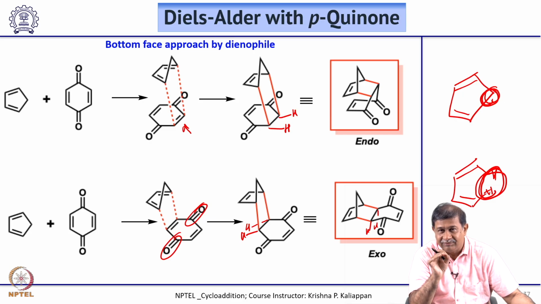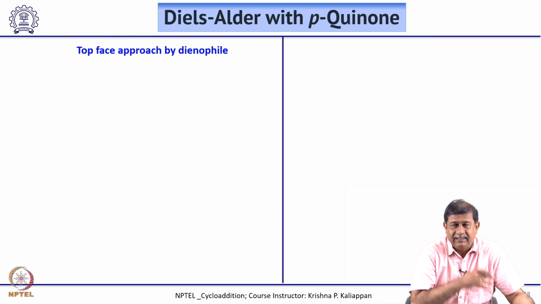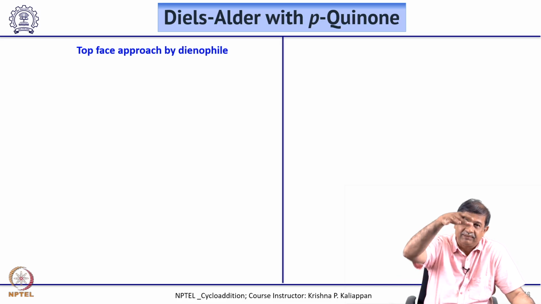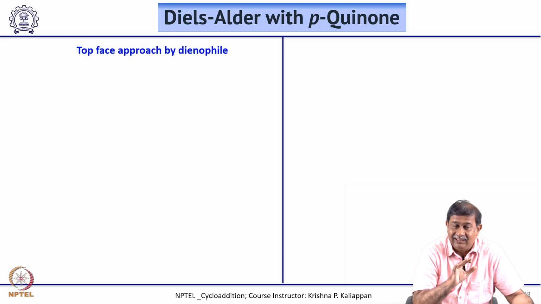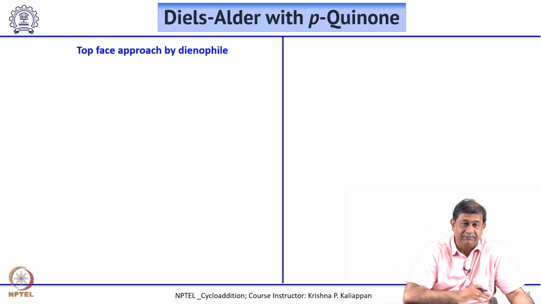These two examples that we have discussed use the bottom face approach of the dienophile. In the literature, sometimes they write products where the dienophile approaches the diene from the top face. Then you should not get confused. It is nothing but relative stereochemistry. It can approach from the top face as well as from the bottom face. Only if you have a chiral center or an external chiral environment do you have to use only one. Otherwise, you can write the product where the dienophile approaches from the top face or from the bottom face.